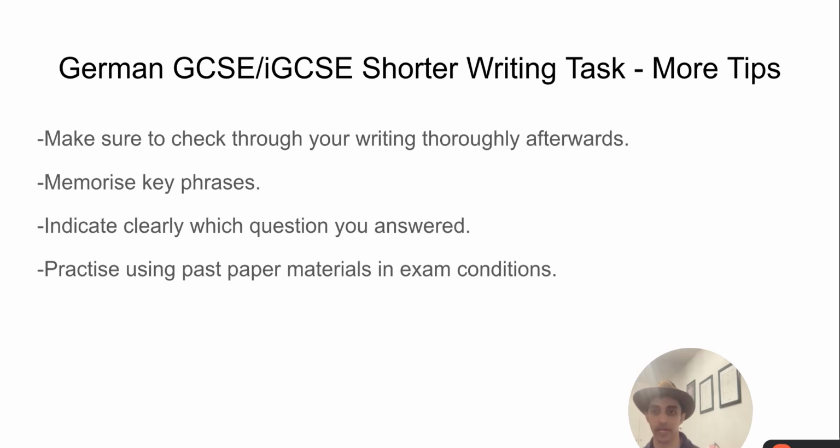Okay, a few more tips when it comes to answering the shorter writing task. Make sure, of course, that you check through your work thoroughly afterwards. Of course, all of this work would have been written in German. And whenever you're writing in German, the main things to check for are the accuracy, which for the shorter writing task is the most essential thing, and the spelling, grammar, and punctuation, of course. Whenever you write in German, these are the main things to check for.